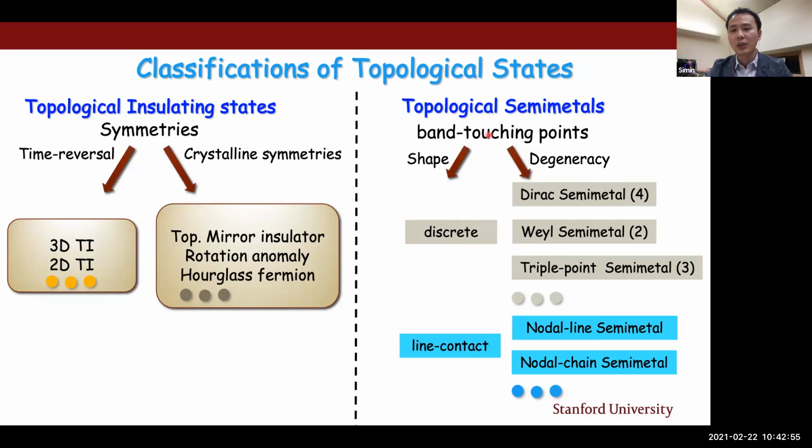For the topological semimetal, we can classify them according to the shape and degeneracy of the band touching points. For example, if the system has discrete band touching points, we can define the Dirac semimetal or Weyl semimetal, and so on. If the system has line-contact band touching points, we can define the node line semimetal or the node chain semimetal, and so on.